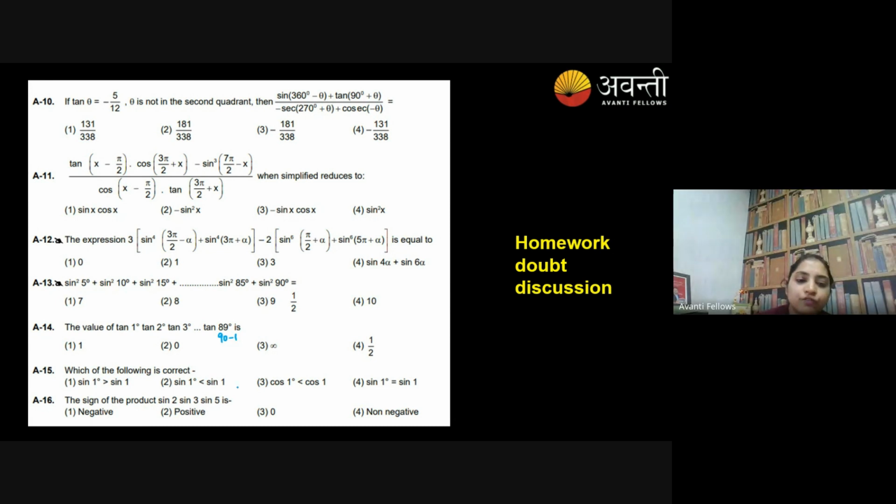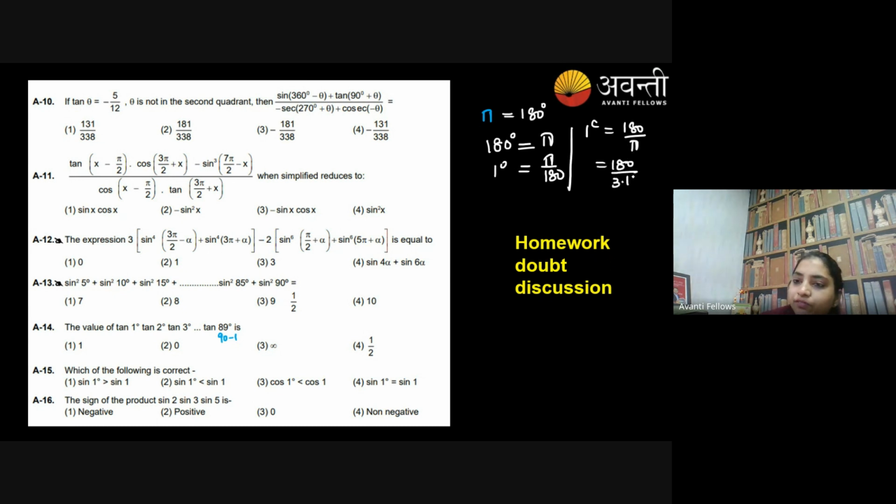Okay. So for 15, how many of you remember from the basics of trigonometry that pi radian is 180 degree? It means 180 degree is pi radian. So 1 degree is equal to pi by 180. Or in another way, you can say 1 radian is equal to 180 by pi. So 180 divided by 3.14 will give you 57 degree something, right?